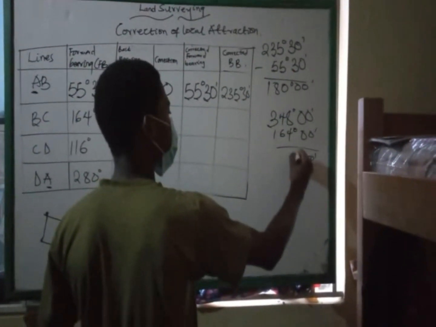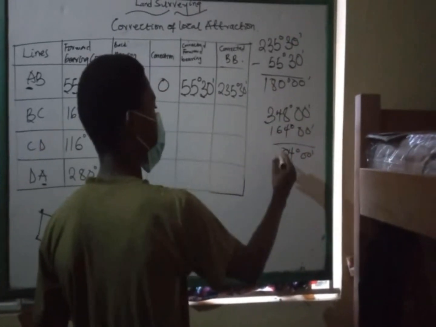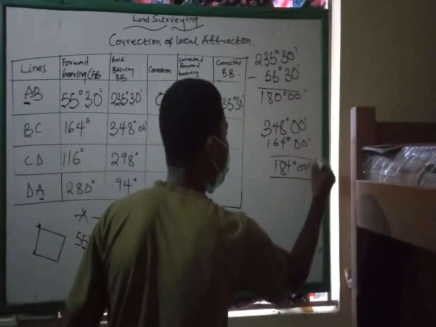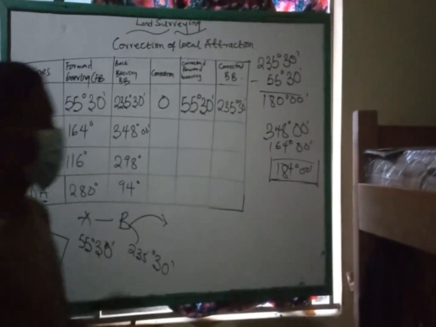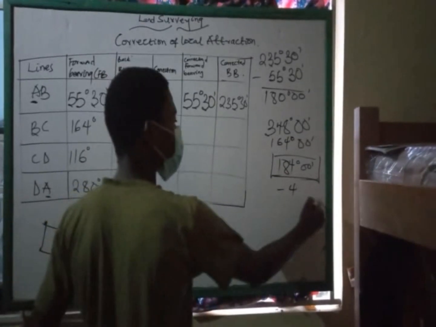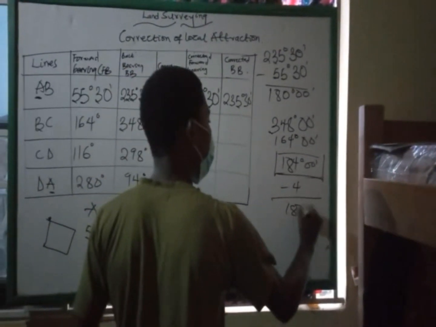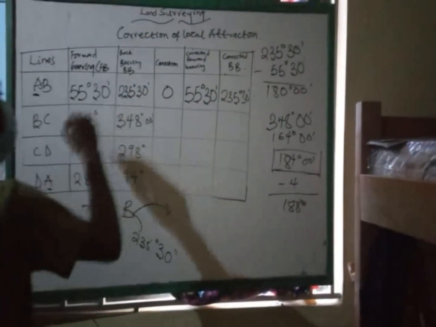Our degree, this minus this gives us 4. We borrow 1 to this side, and we have 8, and the number left is 1. Now this is greater than 180, and hence a correction of 4, but we have to subtract 4 from this to give us 180. Hence 180 degrees.